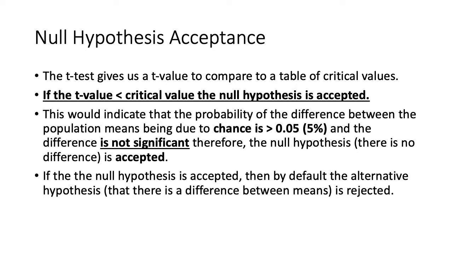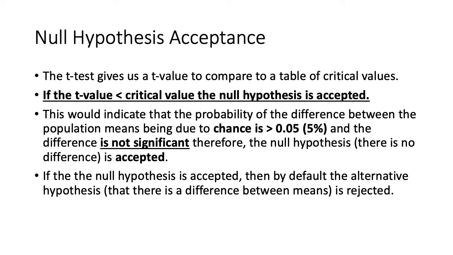So when the t-value is less than the critical value, we accept the null hypothesis. That would indicate that the probability of the difference we see in the means between the two populations being solely due to chance or variance is greater than 5%, and that is more than we're willing to accept. Basically, we want to be 95% sure, or only have a 5% or less chance of being wrong, which is what that 5% basically tells us.